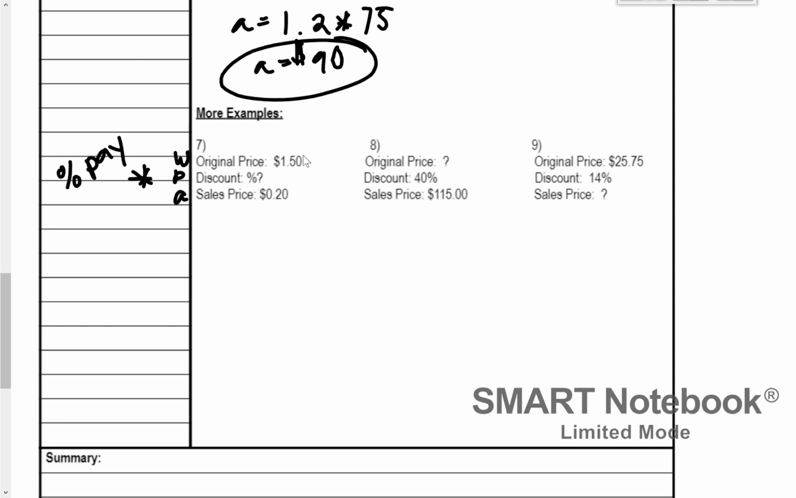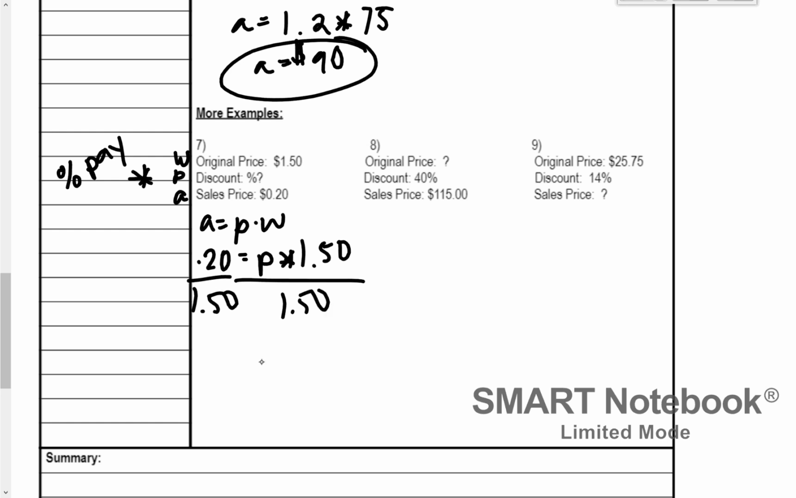So here we have an original price. Let's write our equation. You can follow along with this person if you'd like, or you can pause the video and try them and then just check. We have our sale price, our A, that's 20 cents. We do not have our percent. We have our original price, $1.50. So we would divide by $1.50. We get our percent is equal to 0.133 repeating.